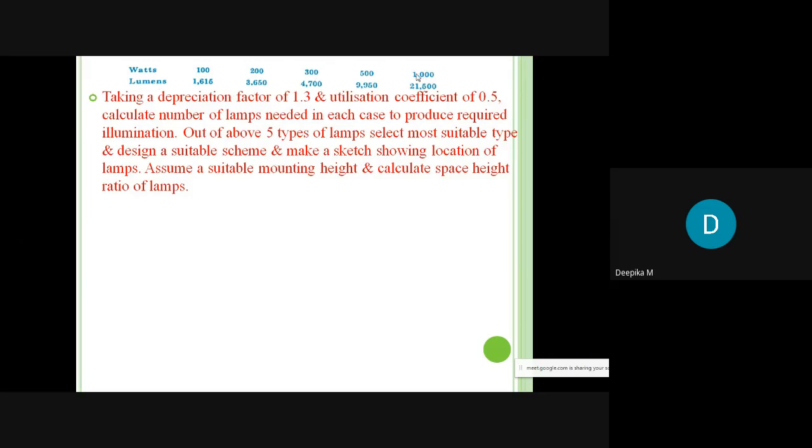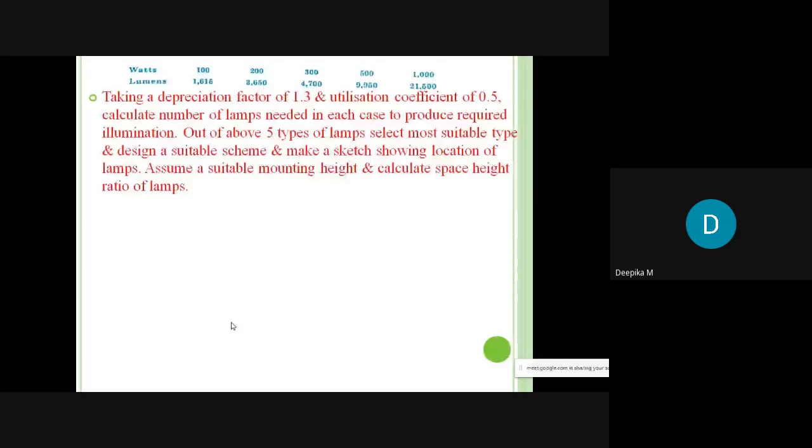So they have given 5 different types of lamps, and out of these 5 types, you have to choose one lamp, and determine how many lamps are required to produce uniform illumination. So out of the above 5 types of lamps, select the most suitable type and design a suitable scheme. So here they have told you that they have 5 different types of lamp, and you have to choose one type of lamp which is required to produce uniform illumination.